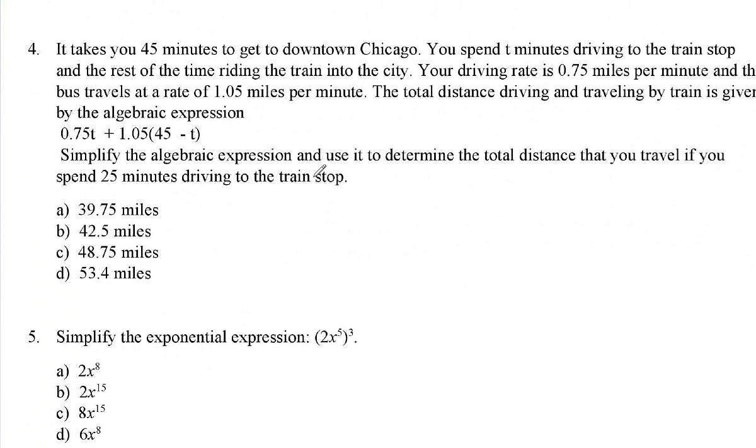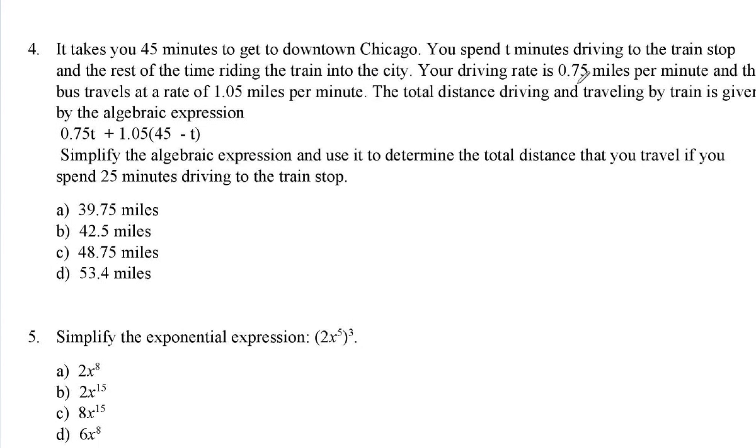All right, and problem number 4, we are going to downtown Chicago here, and it takes you 45 minutes to get there, and you spend t, your variable, minutes driving to the train stop, and then the rest of your time riding the train into the city. So a lot of people ride the train in because traffic is terrible getting into Chicago, so they'll drive a certain way and then they'll ride the train in. And then you can walk around downtown pretty quickly.